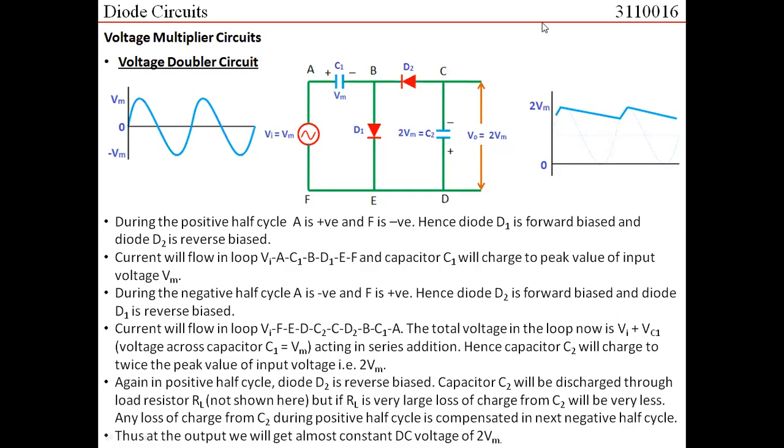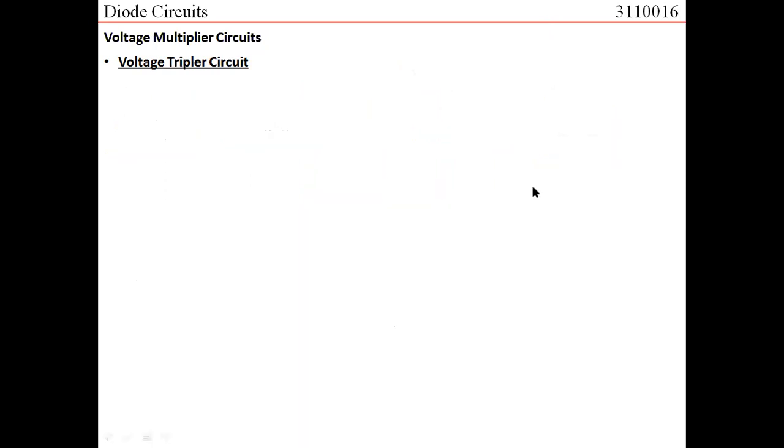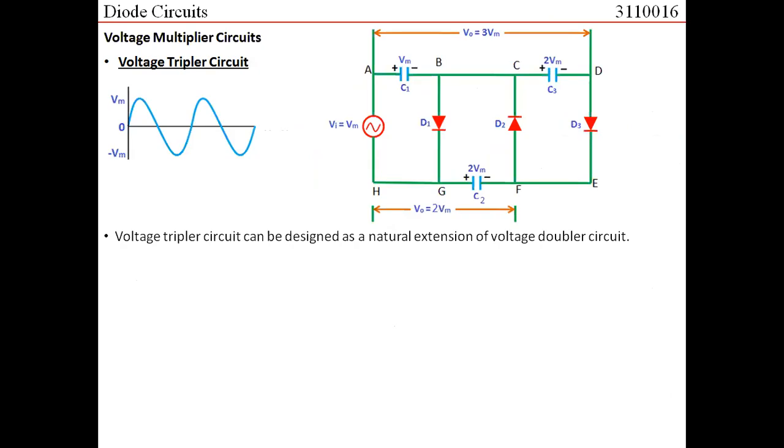Let us move on to the next voltage multiplier circuit, which is basically a voltage tripler circuit. Voltage tripler circuit is a natural extension of voltage doubler circuit.